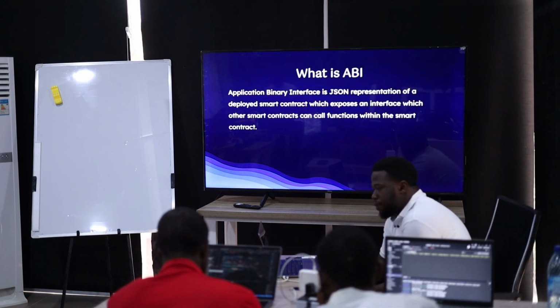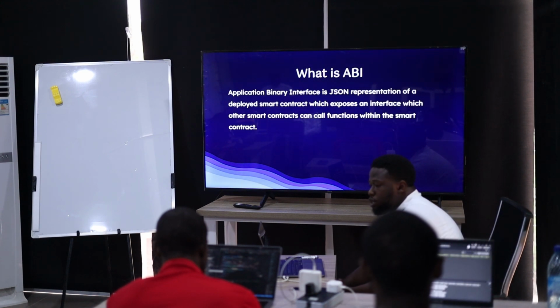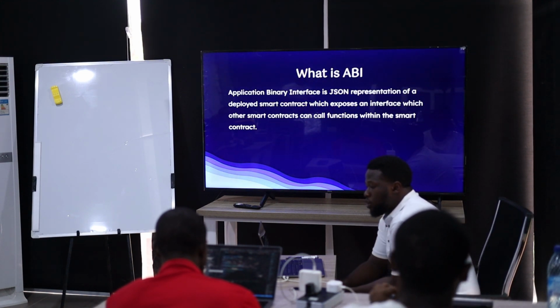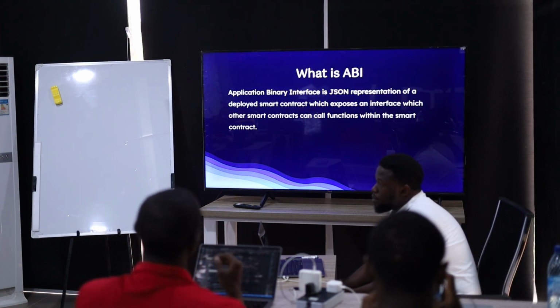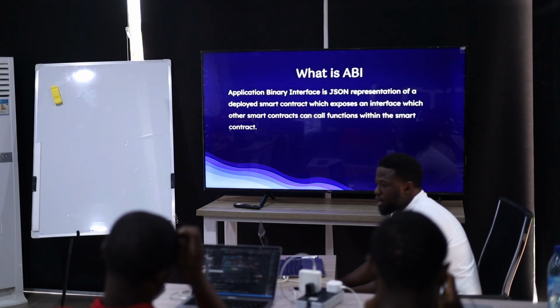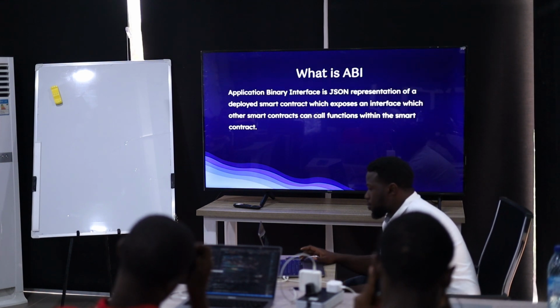So what is an ABI? An ABI is the application binary interface. It's a JSON representation of a deployed smart contract, which exposes an interface through which other smart contracts can call functions within the smart contract. The ABI generally is found on block explorers such as Voyager or StarkScan, and I'll be showing you how to get an ABI later on.